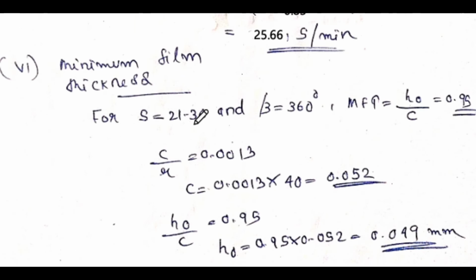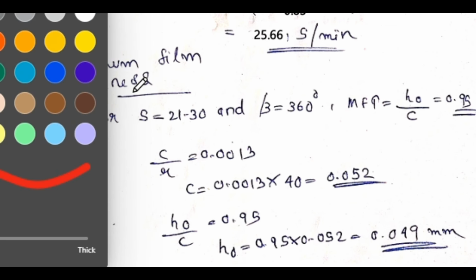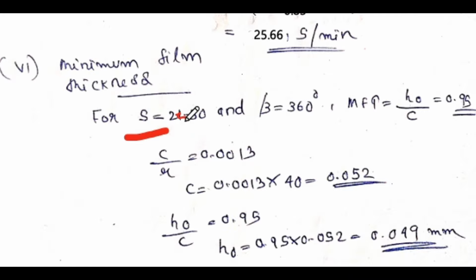Next is to determine the minimum film thickness. This value is taken from a curve. For that we need the value of S as well as beta. The S value we got now is actually 25, and beta is 360 degrees. There is a curve of minimum film thickness versus Sommerfeld number in the data book. When we plot that, we will get an H0 by C value of almost 0.95. So the H0 by C value we get is 0.95.